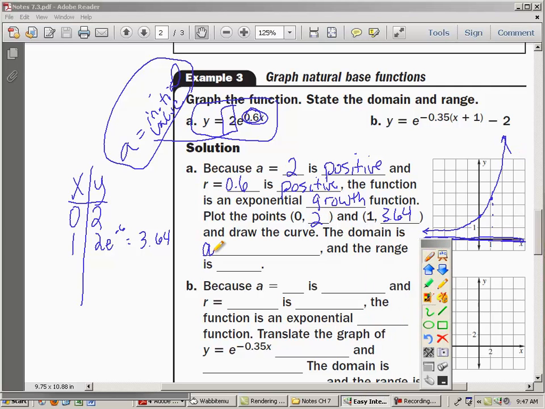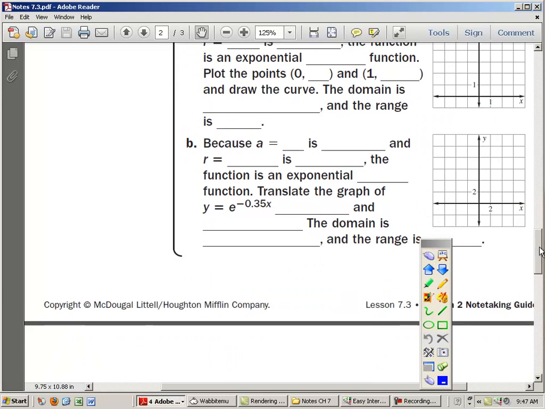The domain in this case is all real numbers because you can take any number, do 0.6 times it, and then raise e to that power. And the range is y has to be greater than 0. Again, not greater than or equal to, just the values of y that are bigger than 0. All right, so I'm going to clean this up a little bit. Let's go ahead and take a look at the second example.